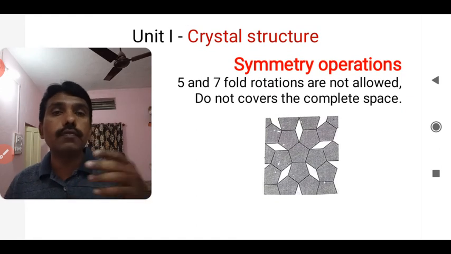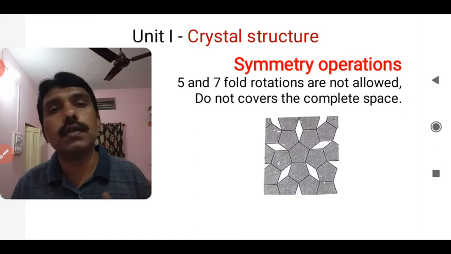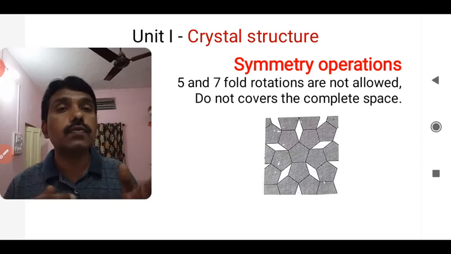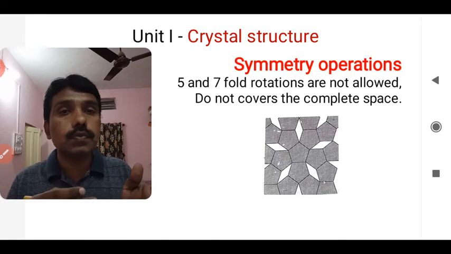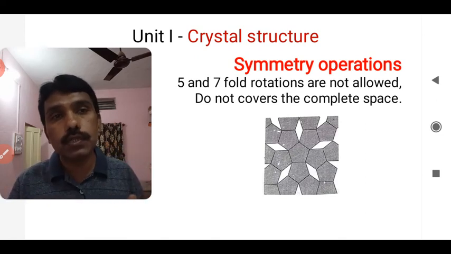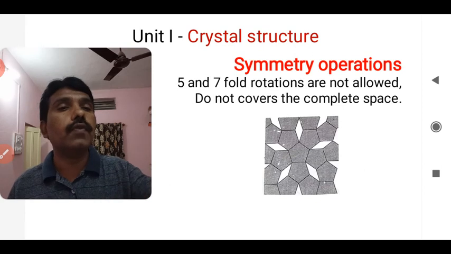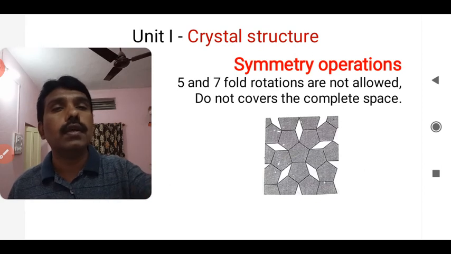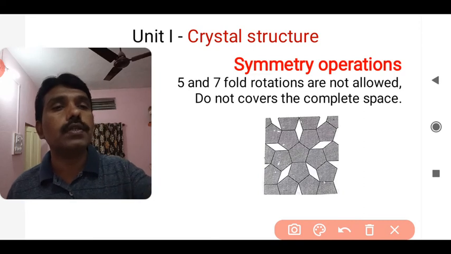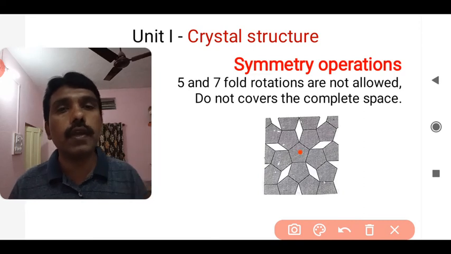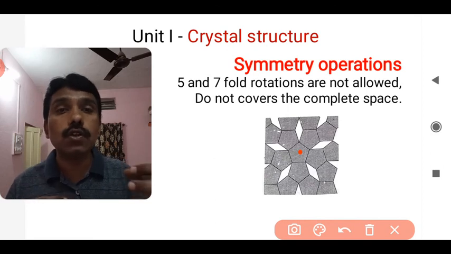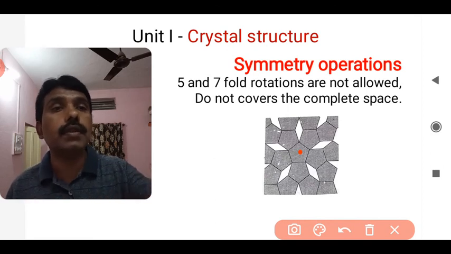fold or 7-fold operations or any other type of operations, wherever I am putting this value and drawing such a type of crystal structure? In that case, you will find this is the center point, and in this diagrammatical form that is shown, if I am forcefully trying the symmetry operation with 5-fold, you will find the physical structure of that type of crystal lattice will be like this.